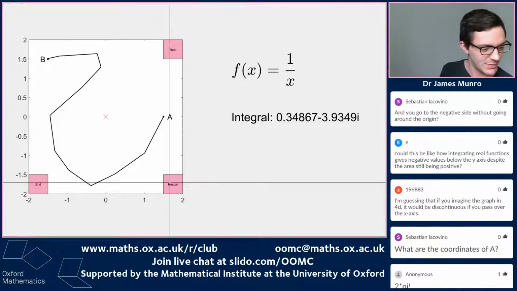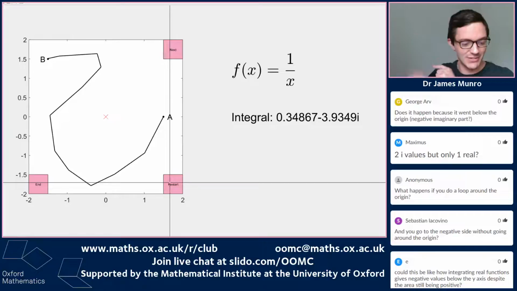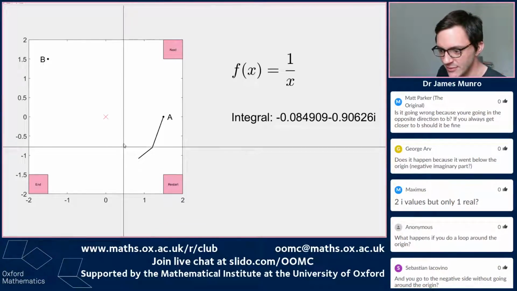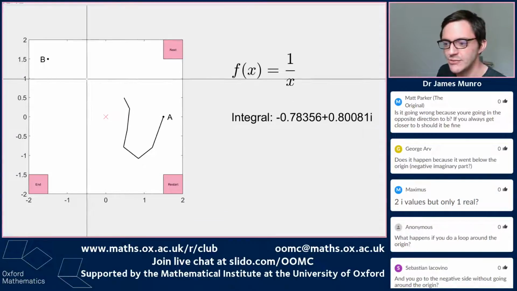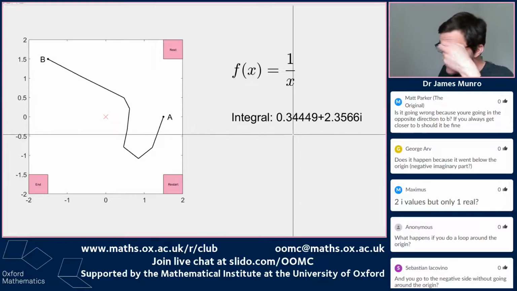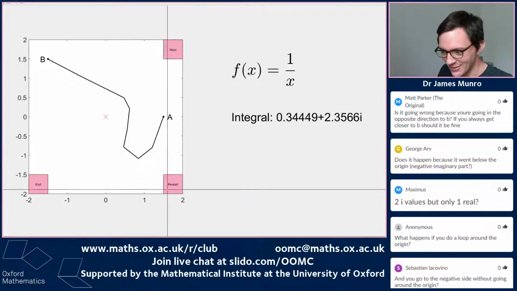Okay, this chat message from Sebastian. Oh, yeah, the real value. So the observation someone's got here is that Maximus has got the real value is about the same, but the imaginary part was different. Okay, so there was a suggestion that if I go into the negative half plane but don't go around the origin, well then I get 0.34 plus 2.4i. That was the original value again. So it's sort of not quite that.